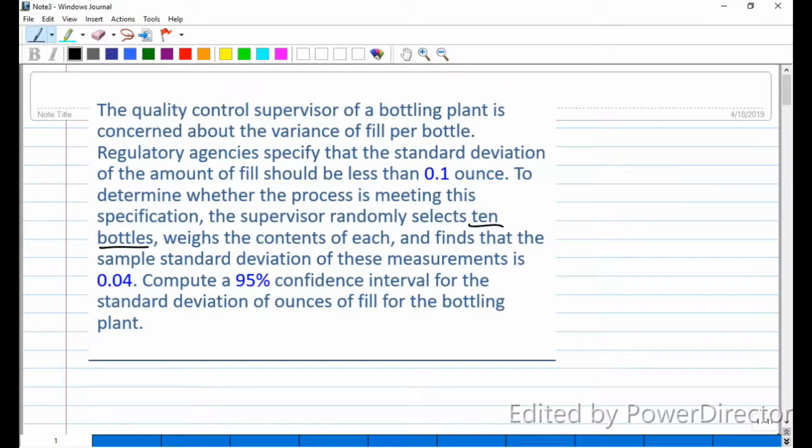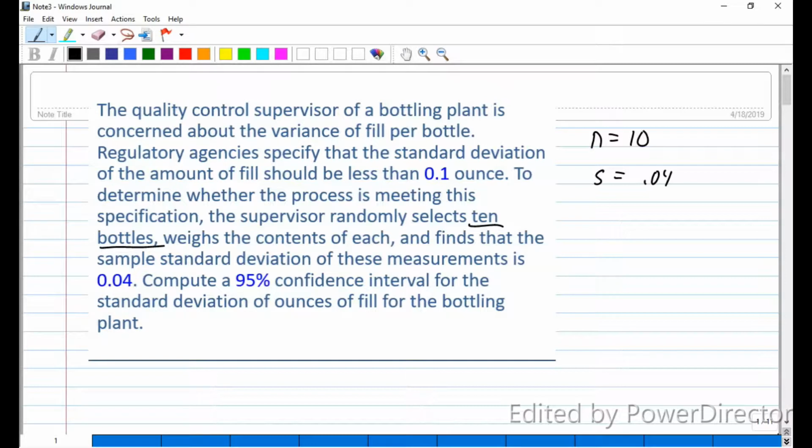So 10 bottles. So that would be like n equals 10, right? This person selects 10 bottles, weighs the contents of each, and finds the sample standard deviation is 0.04. Compute a 95% confidence interval for the standard deviation of ounces of fill for the bottle. All right, so the confidence level is important.